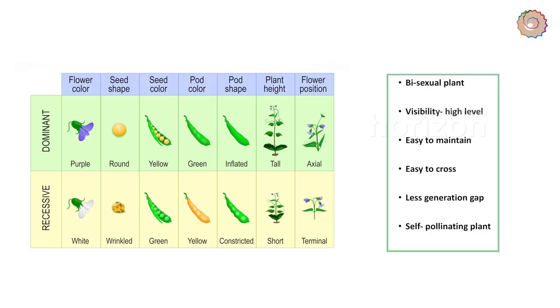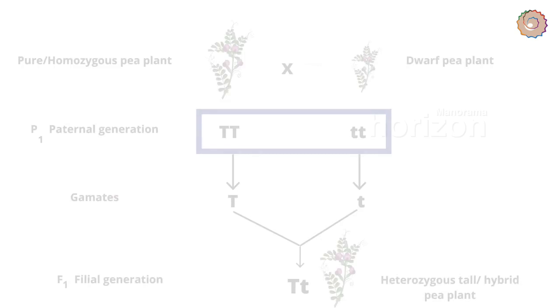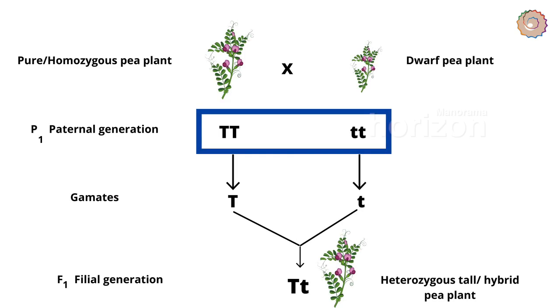The generation time of pea plants is less. Another reason for choosing pea plants was that they were self-pollinating, which enabled them to produce the next generation of plants easily. Mendel used a number of contrasting visible characters of garden peas like round or wrinkled seeds, tall and short plants, white or violet flowers, and so on.